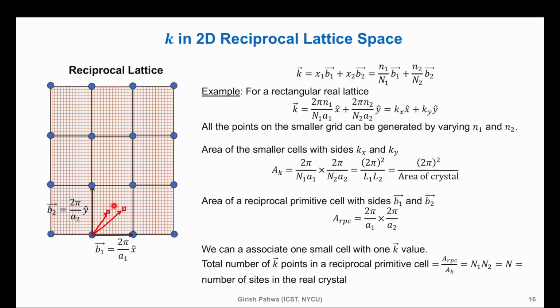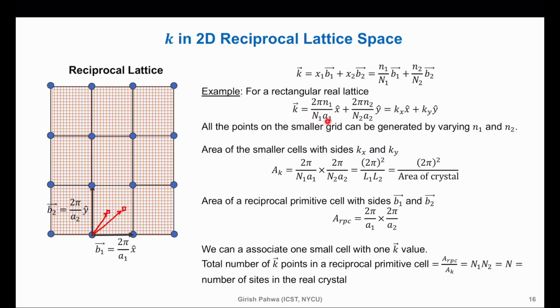Okay, how many small squares are there in this larger area? So what's the area here? 2 pi by a1 into 2 pi by a2. Here, the bigger area, 2 pi by a1 into 2 pi by a2. And what's the area of this small grid? Small square.